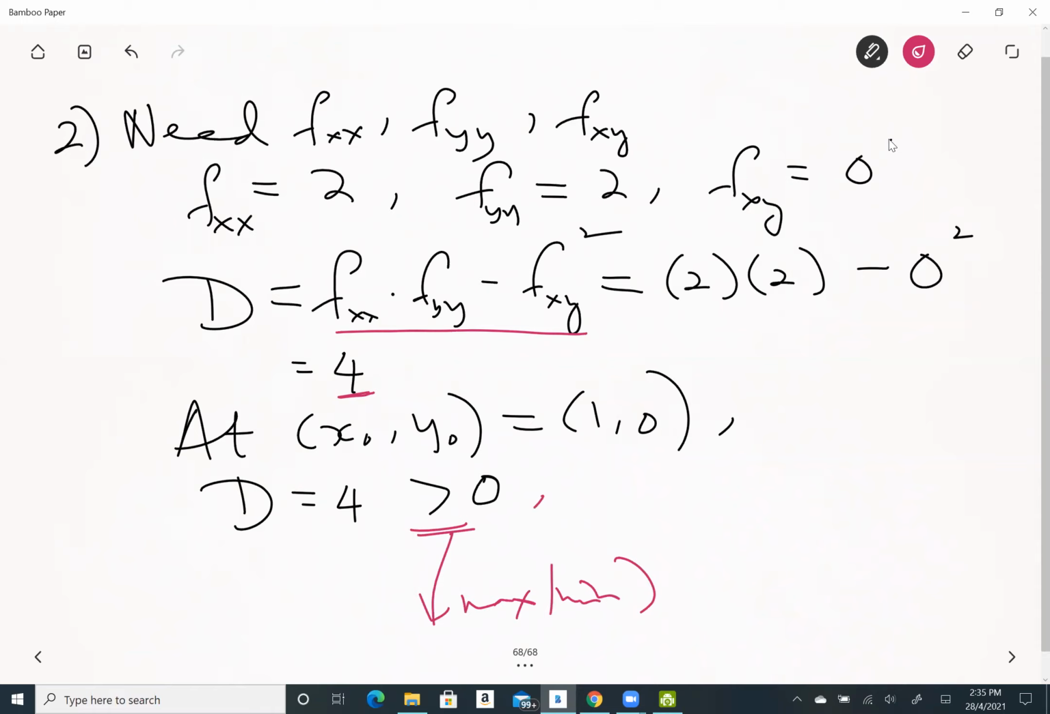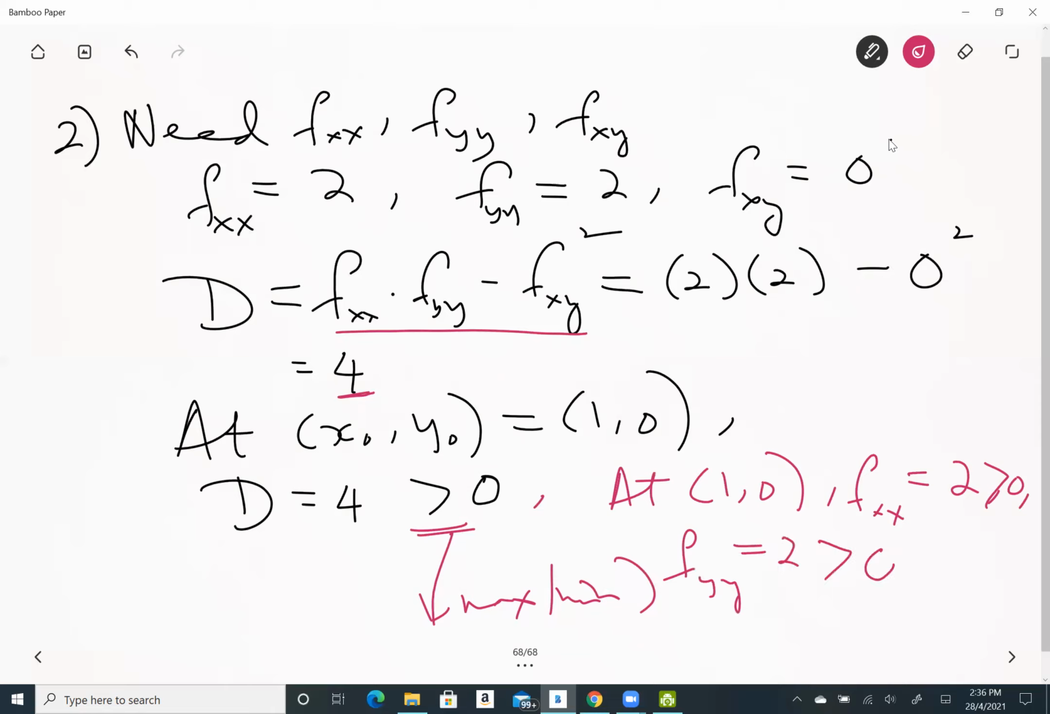Look at the value of fxx at 1, 0. So again here, you have to look at 1, 0. What is fxx? It's a constant, right? So it's equal to 2, and that is bigger than 0. And then fyy at 1, 0 is also a constant that is equal to 2, and that is bigger than 0. So you see here, you have the full conditions.